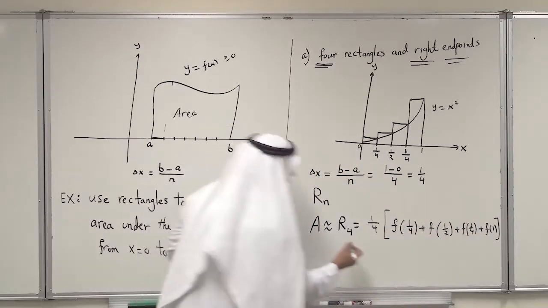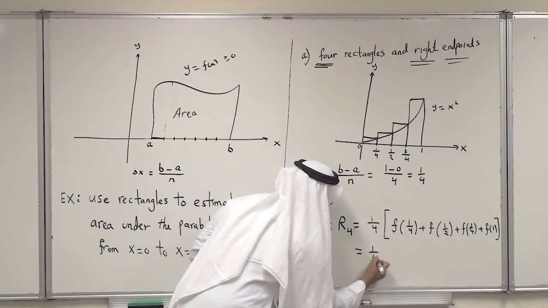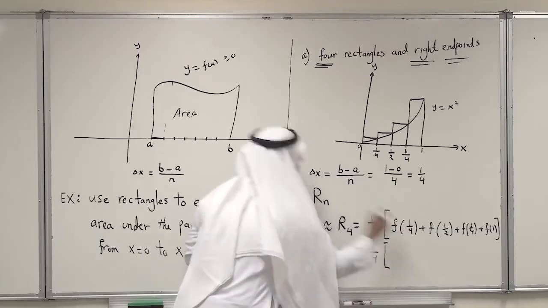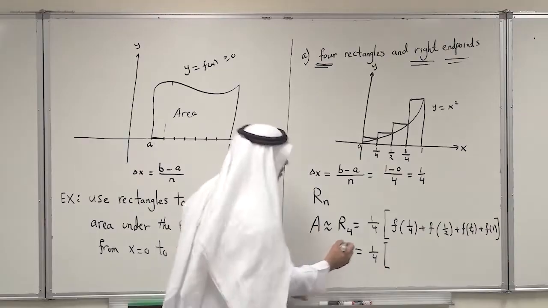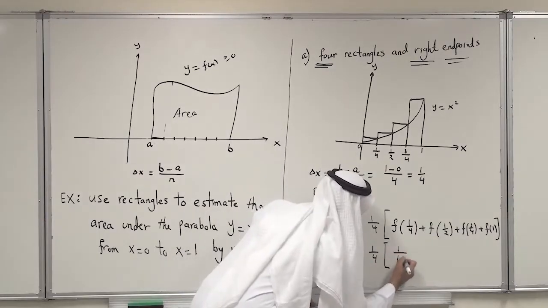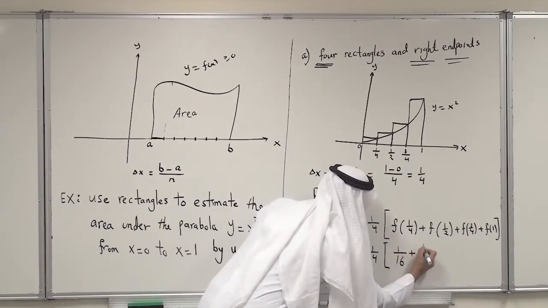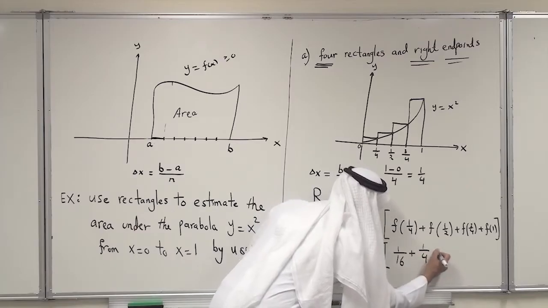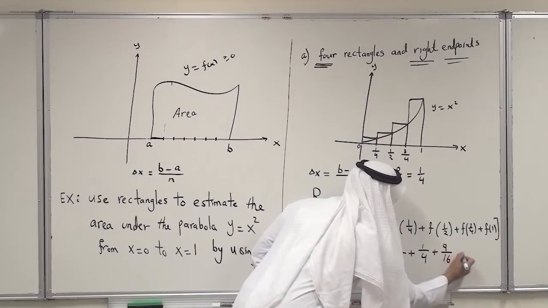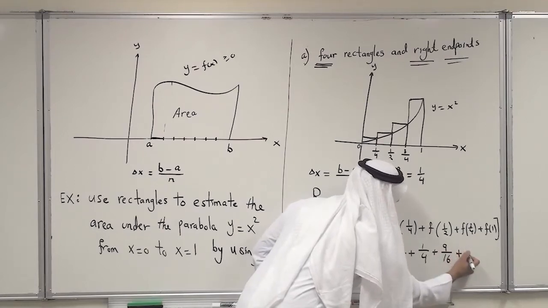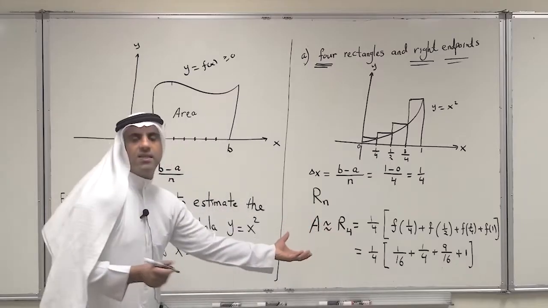Calculating this, you have 1/4 times. Now what is f(1/4)? We have the function f(x) = x squared. So that is 1/16, plus f(1/2), which is 1/4. You square each number. Then you get 9/16, plus f(1) = 1 squared, which is equal to 1. We need to simplify things and calculate.